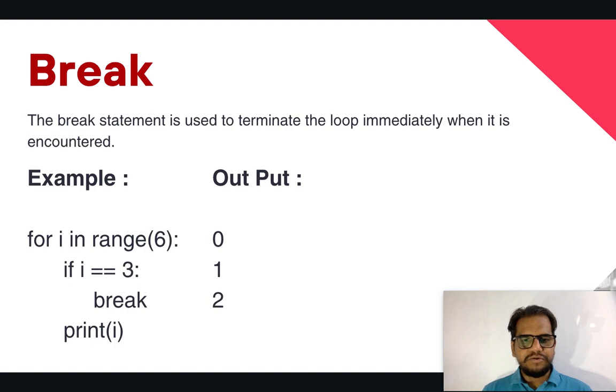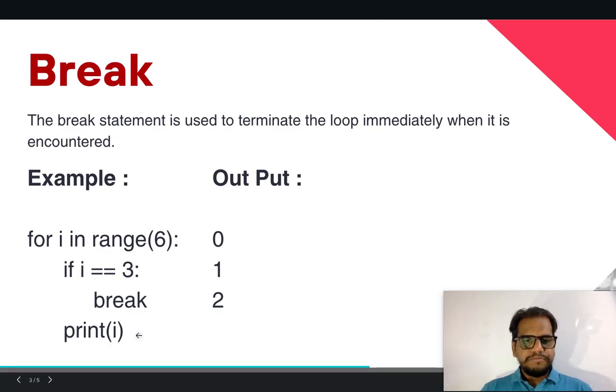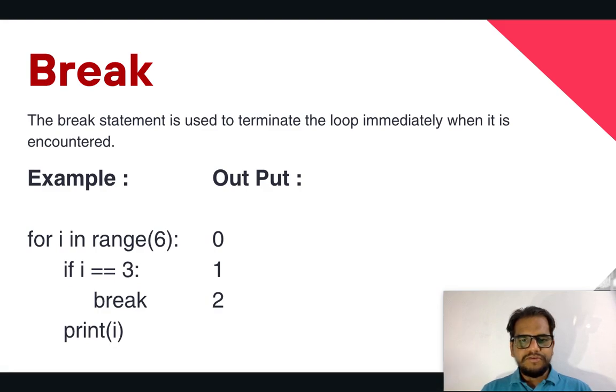Terminate means break, totally break. It cannot execute the next iterations. After that we print i. So here the output is 0, 1 and 2, because when the if condition is true, the break happens. That is the nature of break: it terminates, the loop stops right there.